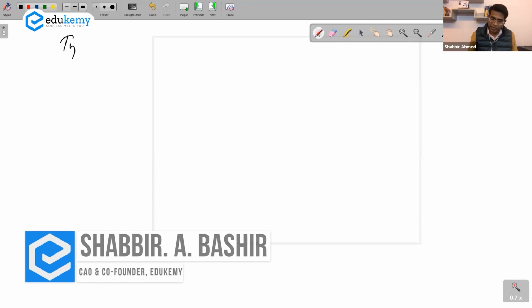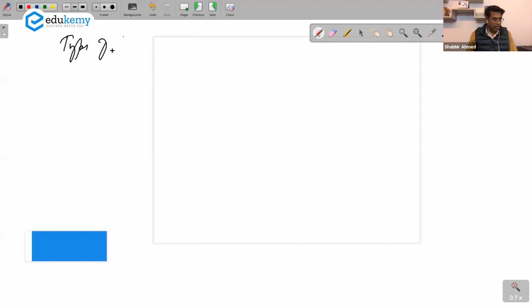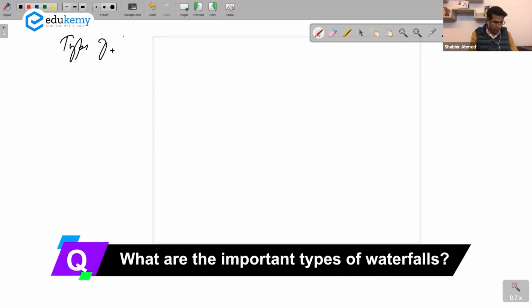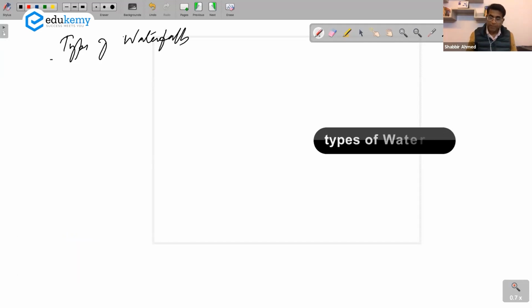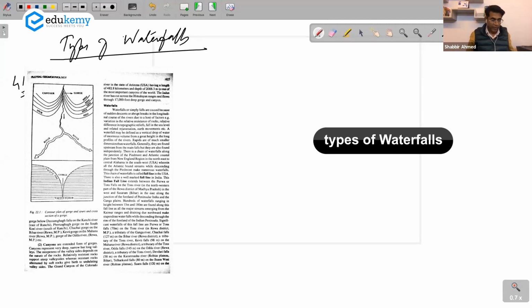Important types of waterfalls. What are the important types of waterfalls? So open up the page here, I'll tell you the discussions. You'll write it yourself. Types of waterfalls, it could be a short note or whatever. Waterfalls, page number 417. I'll just tell you the major ones, okay?